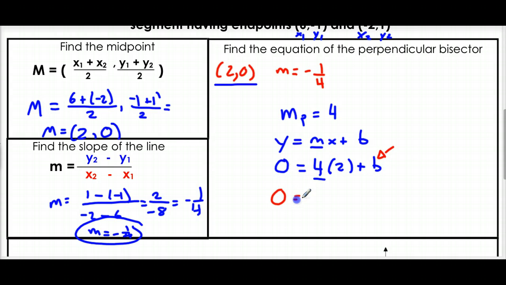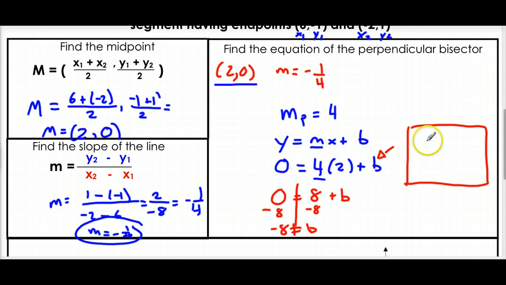So we get 0 equals 8 plus b. To solve for b, we have to subtract 8 from both sides. 0 minus 8 is just negative 8, and that is equal to b. So finally, what we're going to have to do is write our final equation of the perpendicular bisector, and that's just y equals, we know it has a slope of 4, so 4x minus 8, and that's our b.